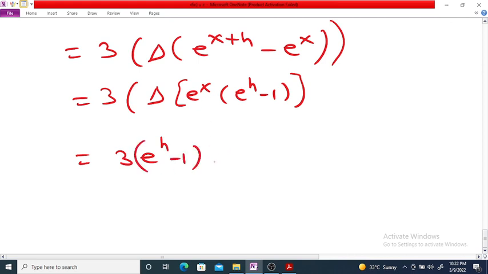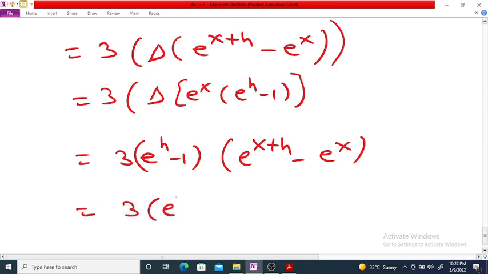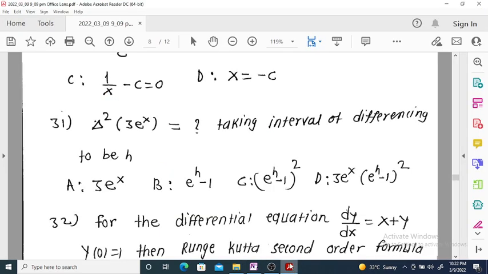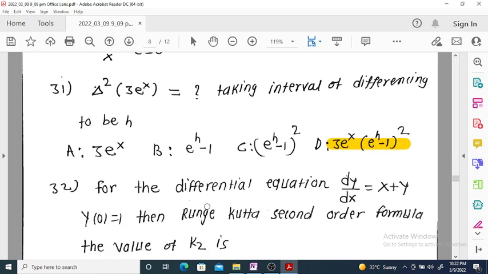Again, what is Delta of e raised to x? It is e raised to x plus h minus e raised to x. So again we take e raised to x outside, and this is nothing but 3 (e raised to h minus 1) bracket square into e raised to x. So the correct option is 3 e raised to x (e raised to h minus 1) bracket square.